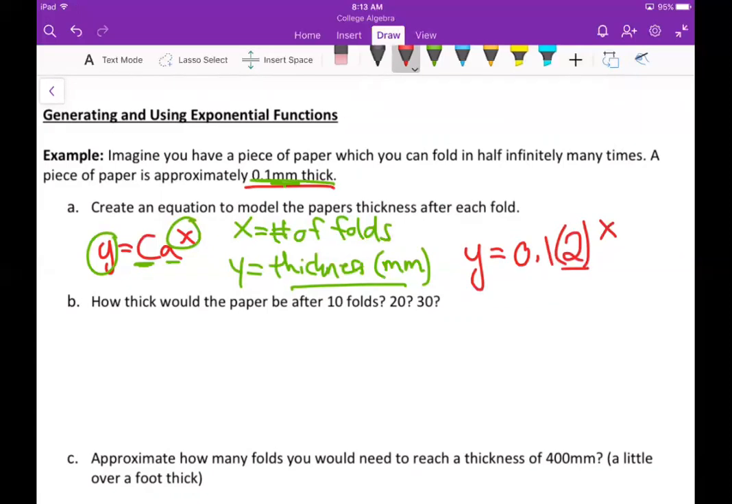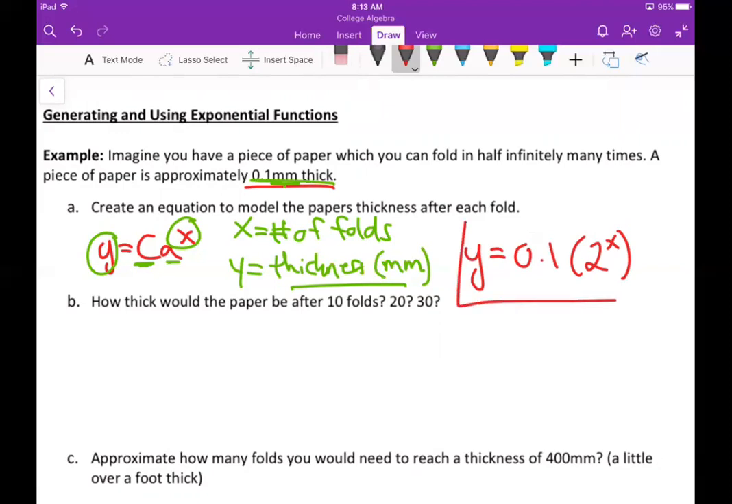Right? Let me rewrite that there. It looks a little messy. I want to make sure we realize that we have 0.1 times 2 to the x, okay? So we can't take the 0.1 times 2 at this point and simplify the equation, right? Because we always have to do exponents first. So we've got this exponential equation here.